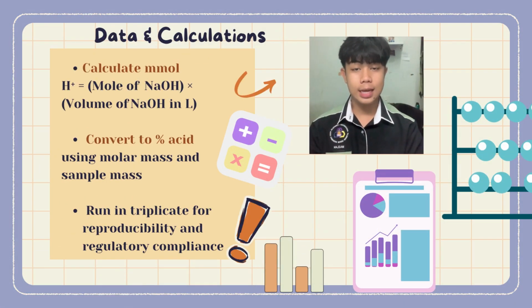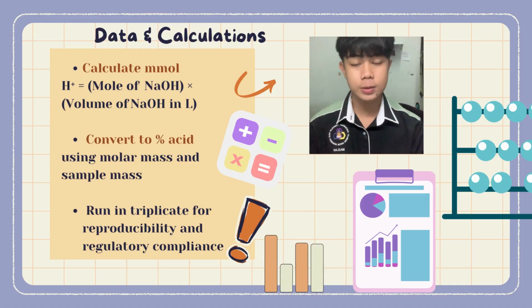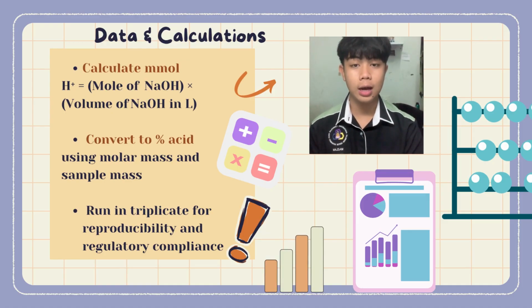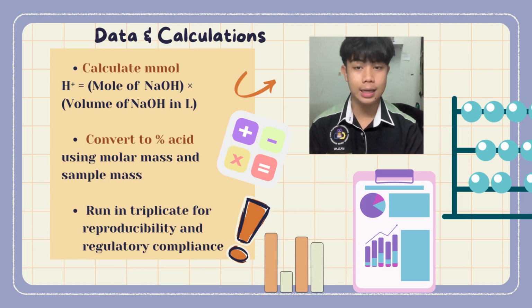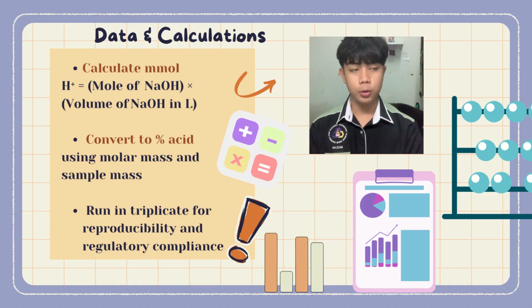Now, for data and calculations. To calculate millimoles of H+, we need the molarity of sodium hydroxide times the volume of sodium hydroxide in liters. Next, we need to convert to percent acid using molar mass and sample mass. And then we need to run, like before, in triplicate to produce good reproducibility and to ensure regulatory compliance.